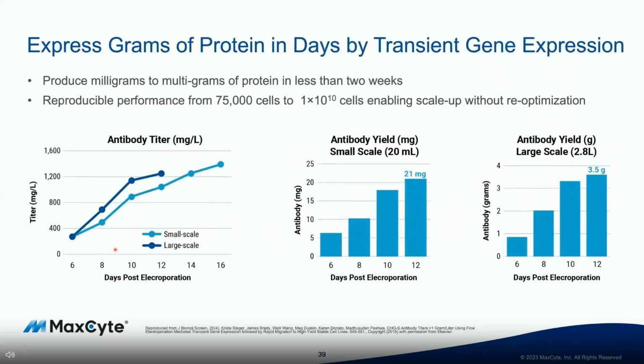Also, in terms of shortening timelines for generating transient materials, you can see here that with small scale electroporation versus large scale electroporation, you can get similar titers of about 1.2 grams per liter. If you're doing that at small scale, that could result in 21 milligrams, and simply scaling up that process from 20 milliliters to 2.8 liters of culture, you can obtain 3.5 grams. So really that scalability allows you to generate enough materials depending on what those downstream analytical processes involve.